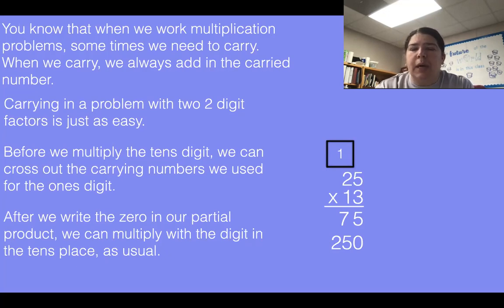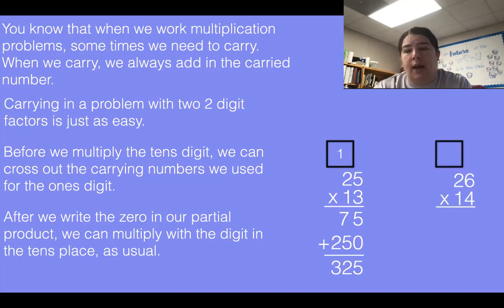Now, we can't have two answers, can we? So we need to add them up. You add them up, 75 plus 250, and your answer now is the final product. Okay, your final product. Let's try another one together.